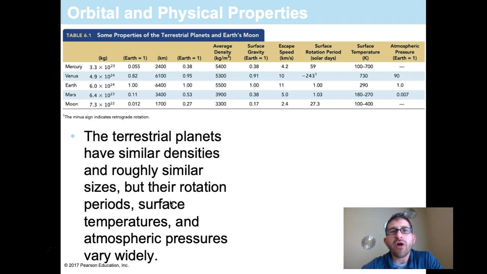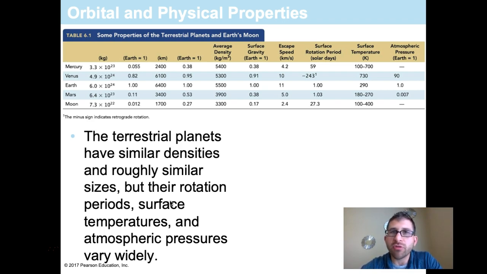In terms of other physical properties of the terrestrial planets, you can take a look at each of these on the data table above. I'm going to let you pause the video and look over the data table now. Now that you've had a moment to look over the data table, you might want to start looking at how we discuss the terrestrial planets.